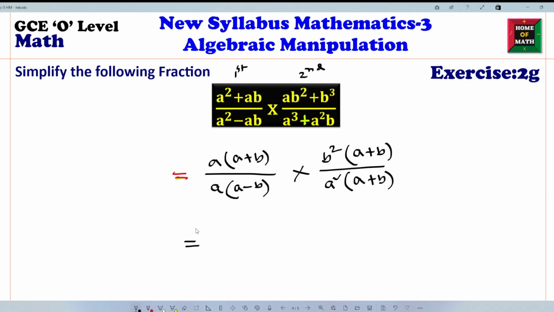Now look, we can cut this a and this a, also this a plus b divided by a plus b, so we can cut this one. So our answer is b square times a plus b over a square times a minus b. This is very easy math, so I hope you understand this one. Let's start another one.